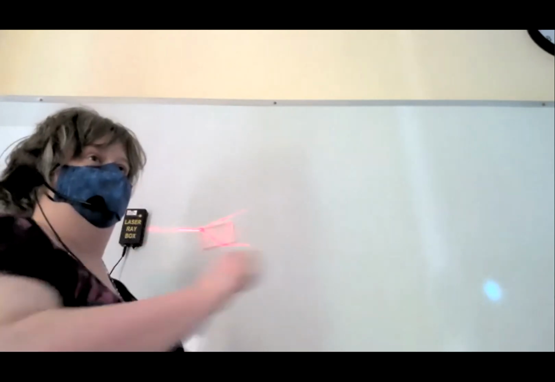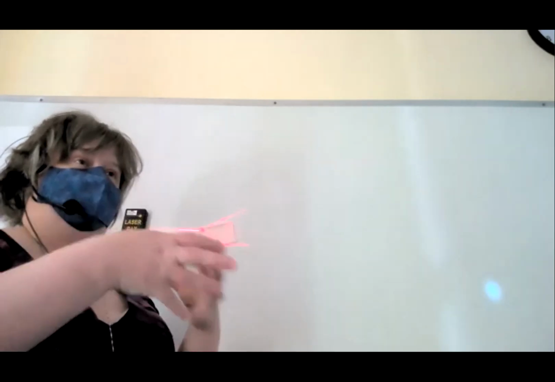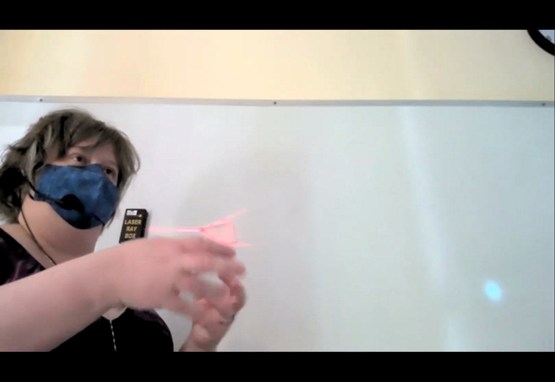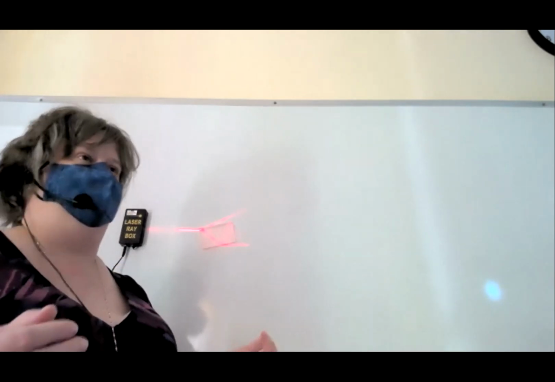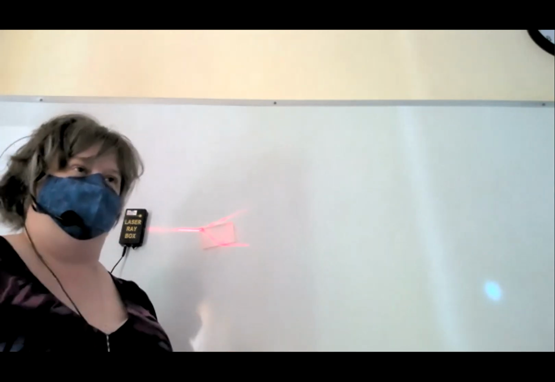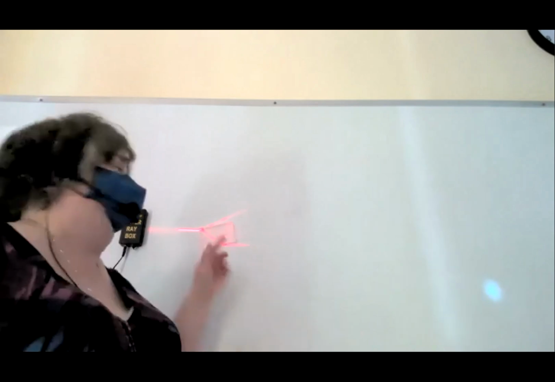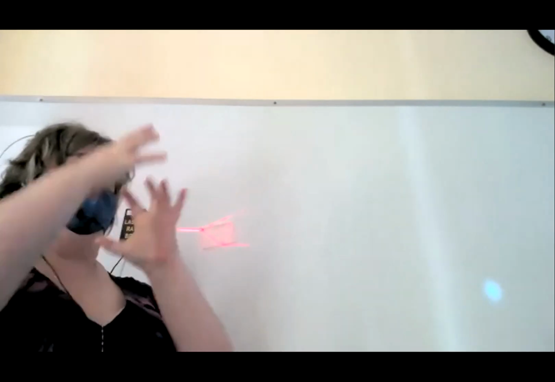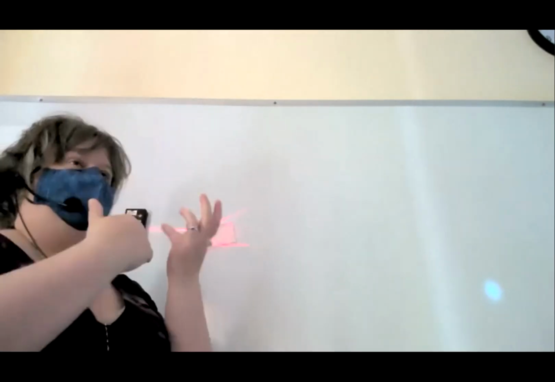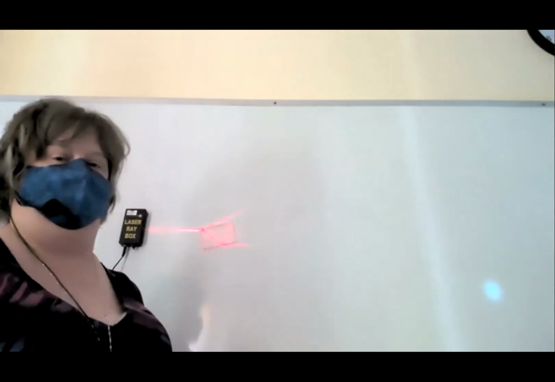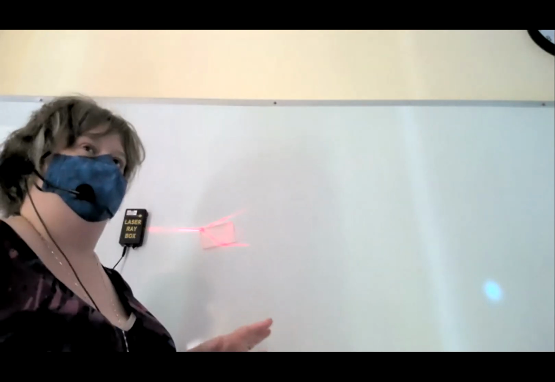Or why, if you ever go to pick up coins in a fountain or in the pool, and you go to reach in, first of all, it's deeper than it looks, and it's totally not where it appears to be. You have to move your hand around a little bit. That's because the light is refracting, or bending, a little bit as it's exiting the water and traveling to your eye.